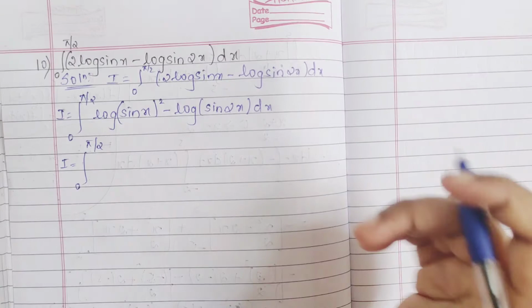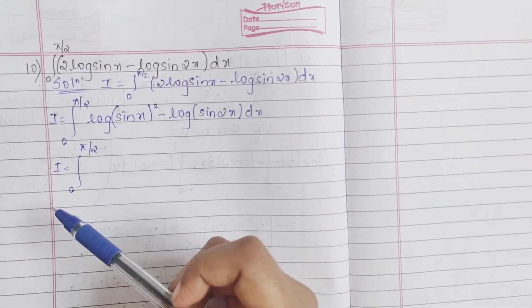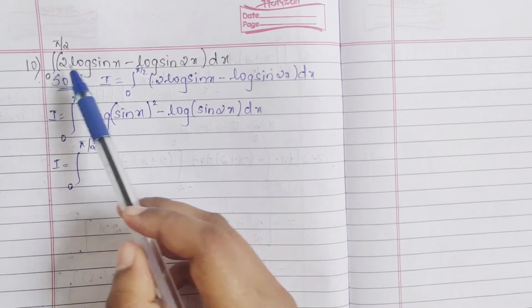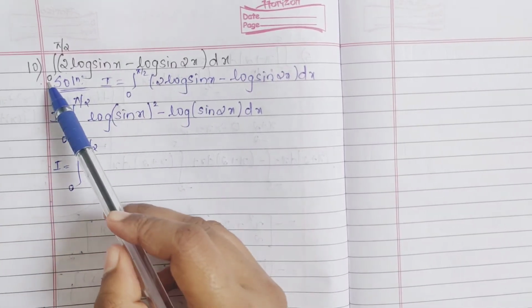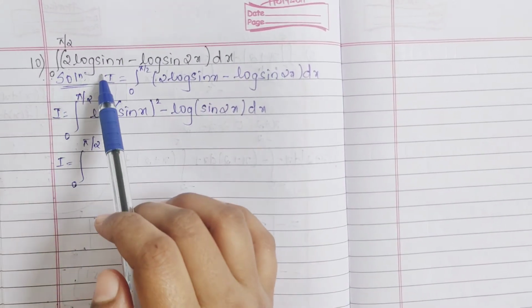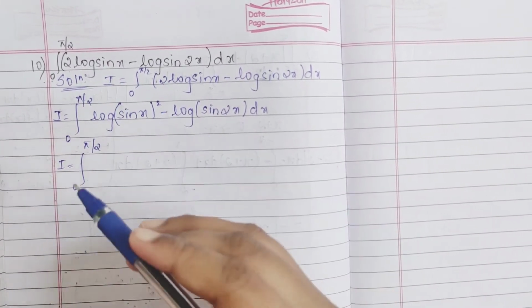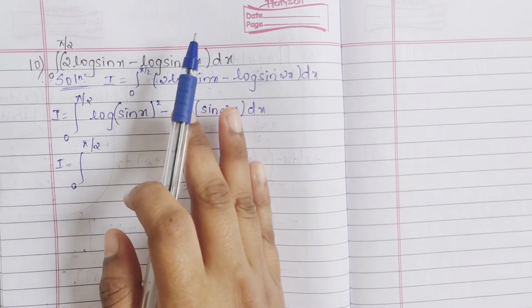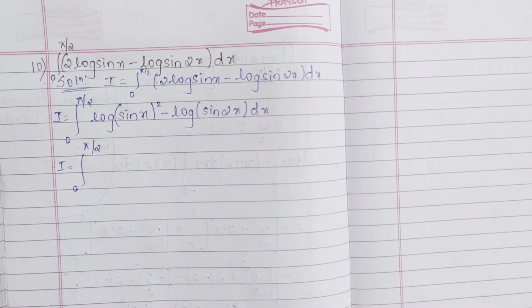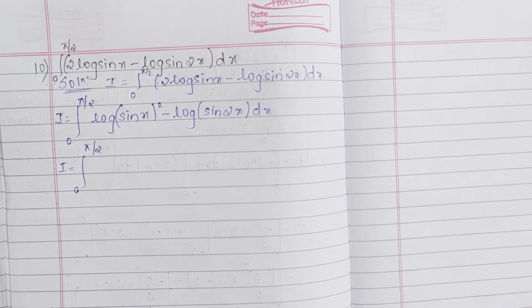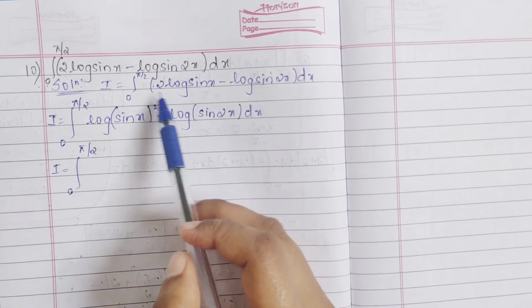Now we will head up to question number 10. Okay. Integral from 0 to pi by 2 of 2 log sin x minus log sin 2x dx. So this is in the form of log. First we will try to apply log properties and simplify it. Then we will see which property can be used in this. Okay. So what we will do, let I be this integral.